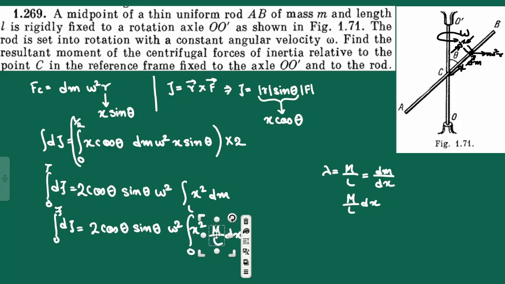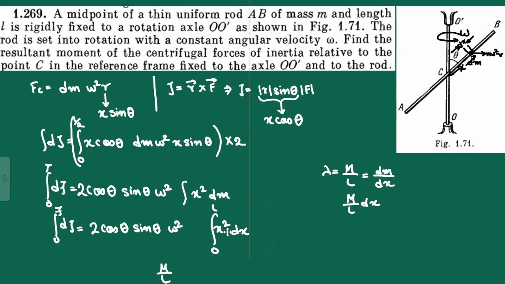Now let me take this constant term also outside. So this dx would be cleared with this one, and this m by l would be taken out. Now see, what is the integration of x square dx? It is nothing but x cube by 3, and this limit is not l but l by 2, from 0 to l by 2, because if the entire length of the rod is l, the length of half of the rod is l by 2.